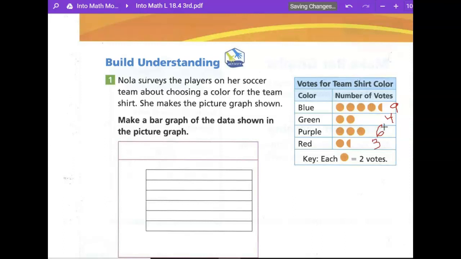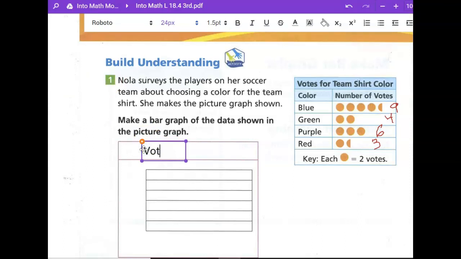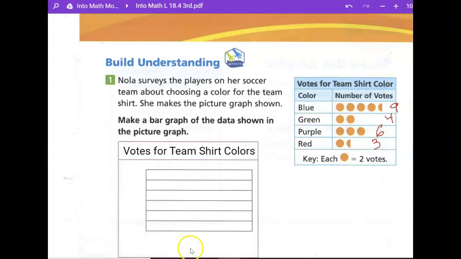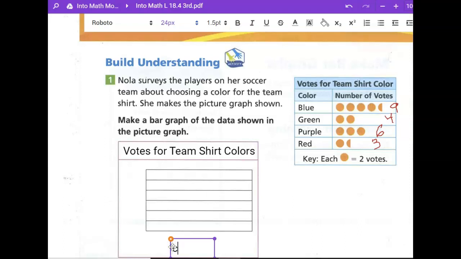So we're going to make a bar graph. We're going to give it a title. And we could put votes for team shirt colors up here. And since it's a title, we should capitalize it, and we should try and center it into the box. Now at the bottom, we're going to put what the bottom's going to stand for, and that's going to say color.